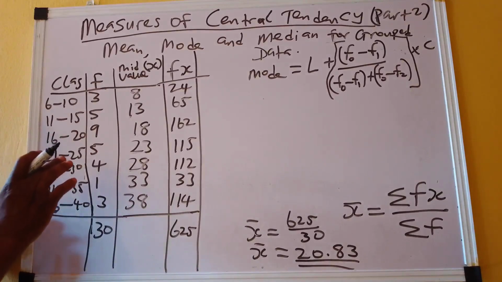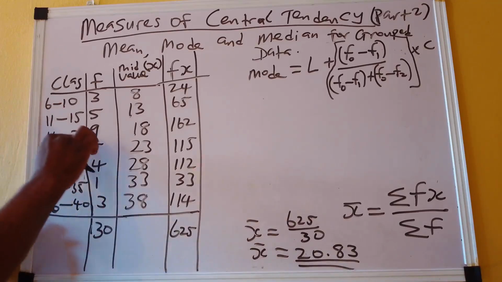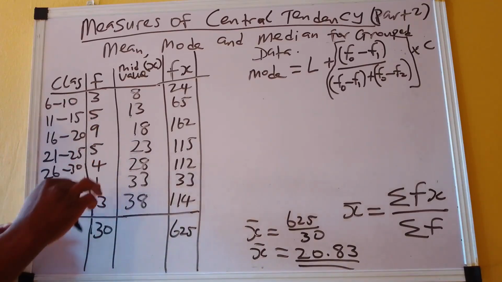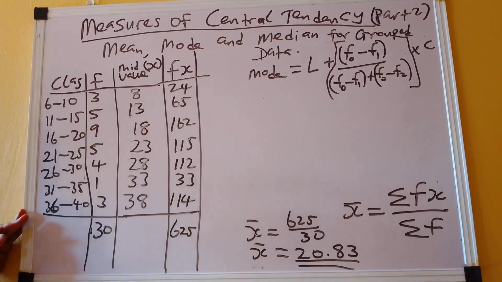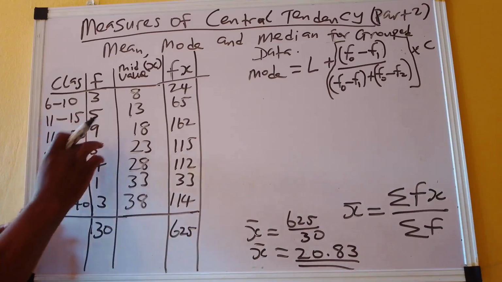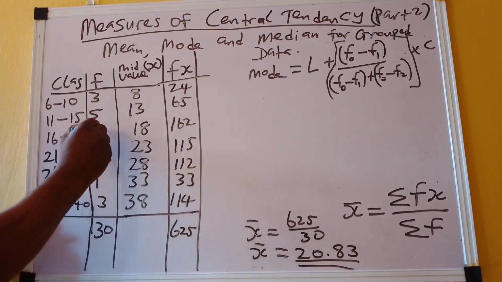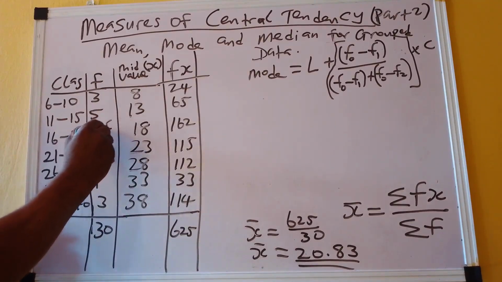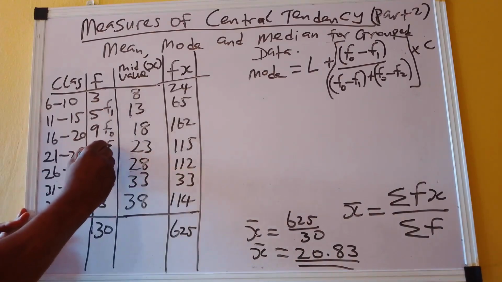Now, for us to note the modal class, we'll go to the frequency and check the one that has the highest frequency, the group or the class that has the highest frequency. And that class will now become our F0. From the frequency, you see that 9 is the highest frequency. So we'll now call this our F0. Then the one on top of it will be F1. The one below it will be F2.